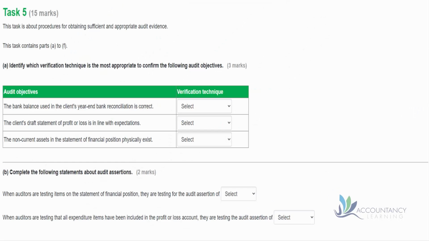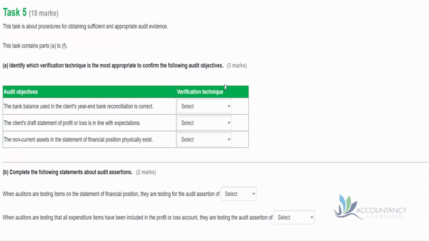In this video, we're going to be looking at task 5 of the audit and assurance first sample assessment. So task 5 is about procedures for obtaining sufficient and appropriate audit evidence. So in part A, we need to identify which verification technique is the most appropriate to confirm the following audit objectives. So the first one, we've got a bank balance used in the client's year-end bank reconciliation.